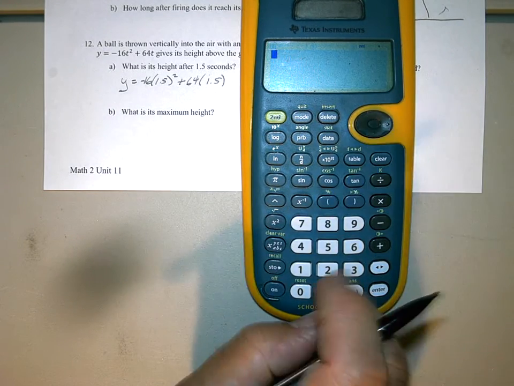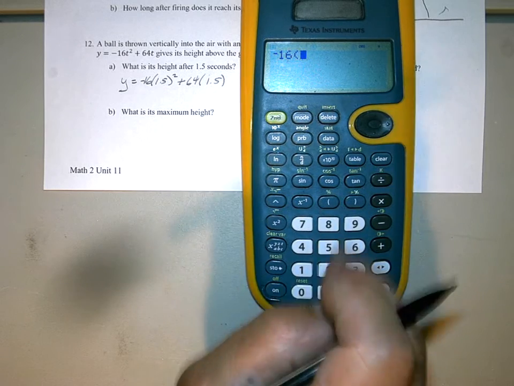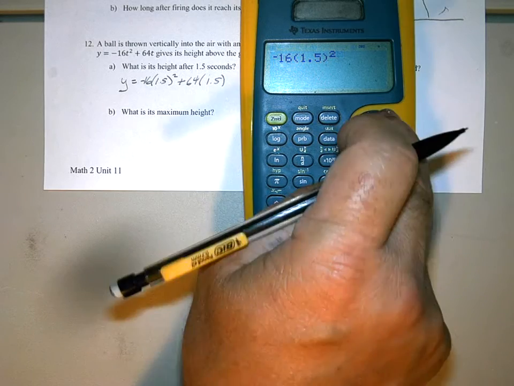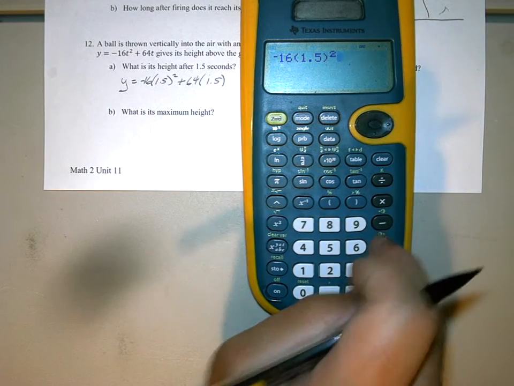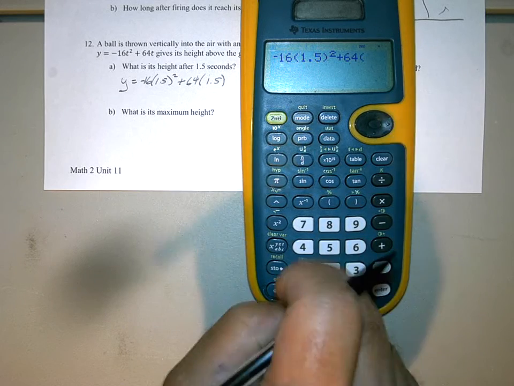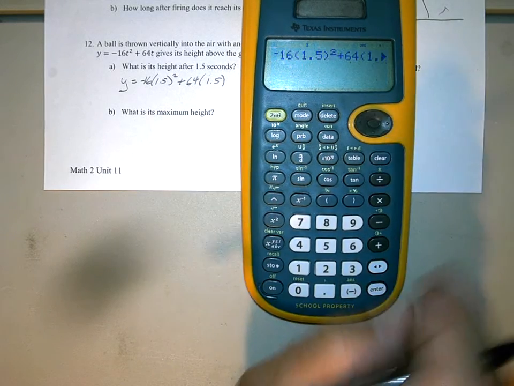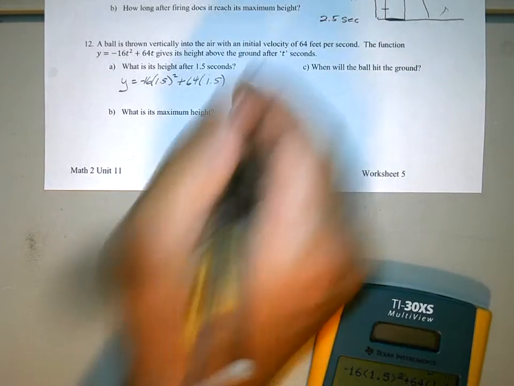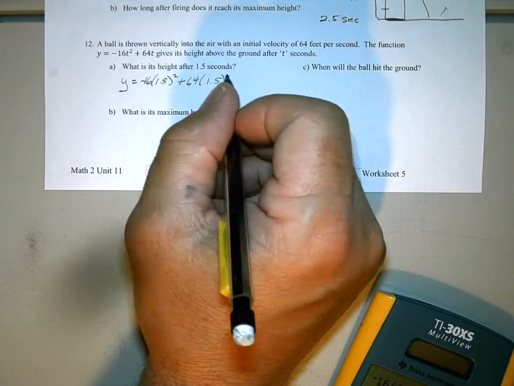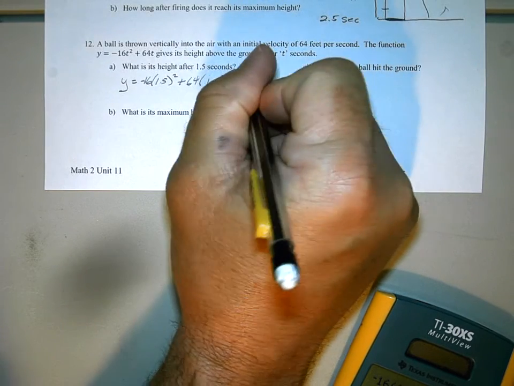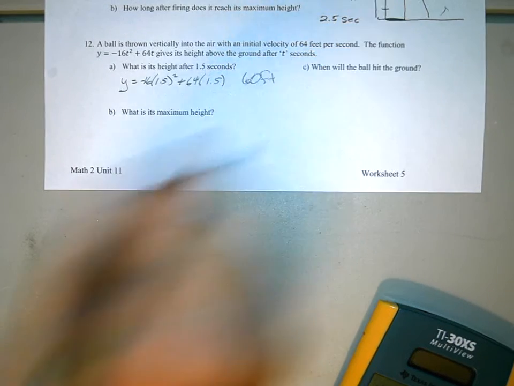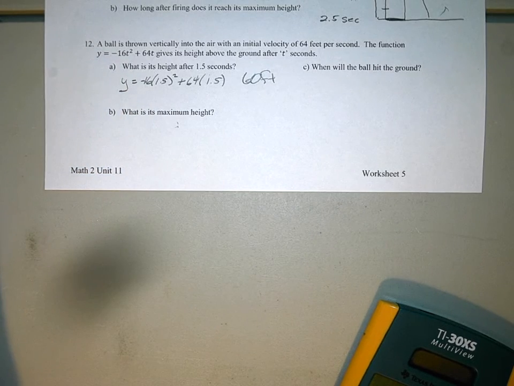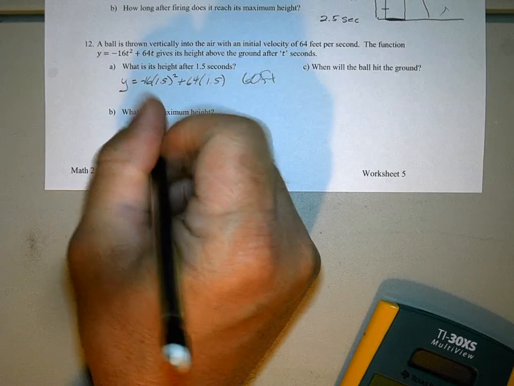We have negative 16 times 1.5 squared, plus 64 times 1.5. And we get 60 feet. So the answer to what is the height after 1.5 seconds is 60 feet. Okay, part B, what is the maximum height? All right, well that's where we need the vertex. So let's convert this to vertex form.